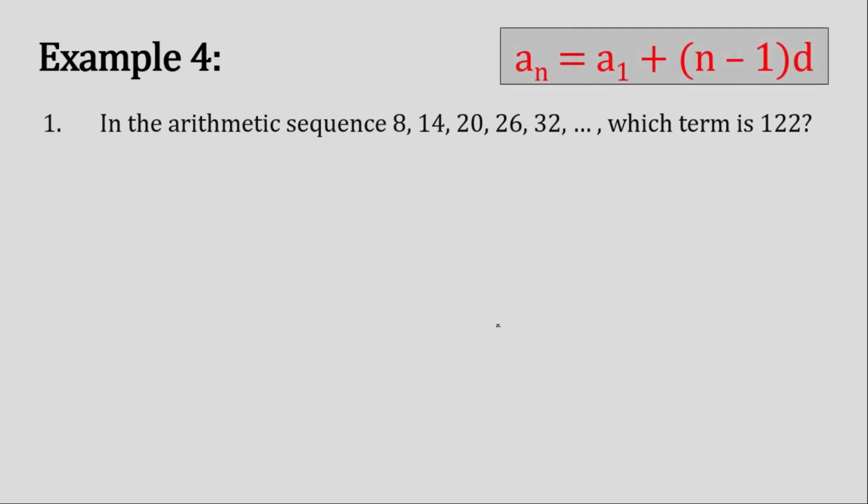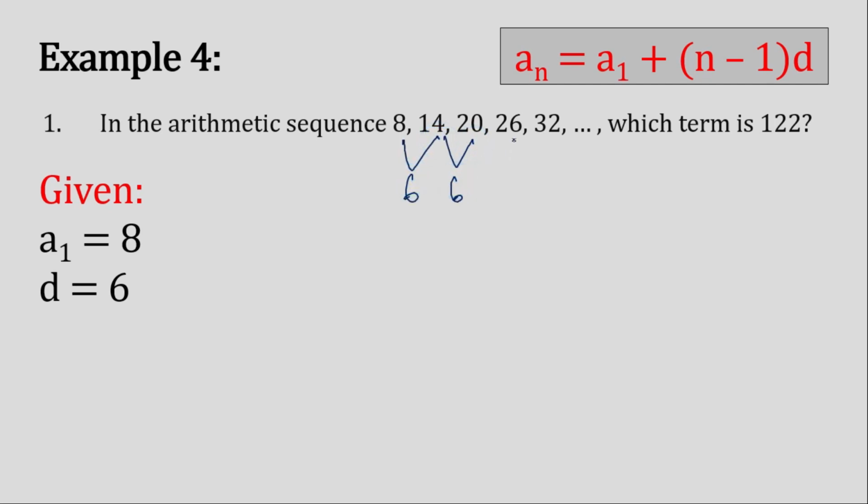So let's remind ourselves again with the formula. Then let's enumerate the given. For the first term, we have 8. For the common difference, let's check. 14 minus 8 is 6. 20 minus 14 is 6. 26 minus 20 is 6. And 32 minus 26 is 6. So we still have the common difference of 6.